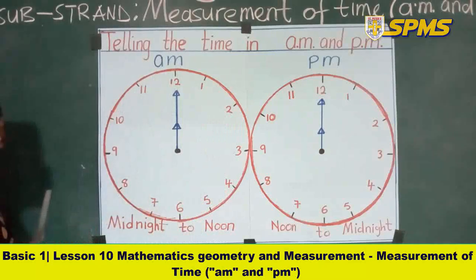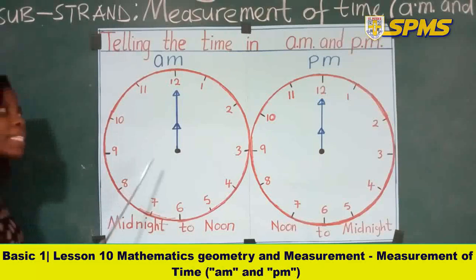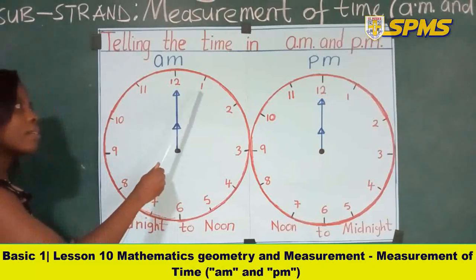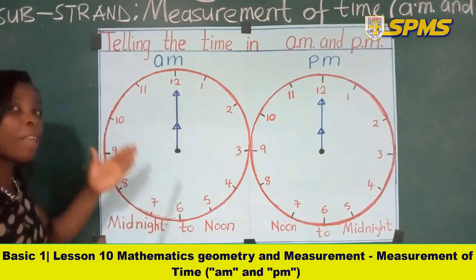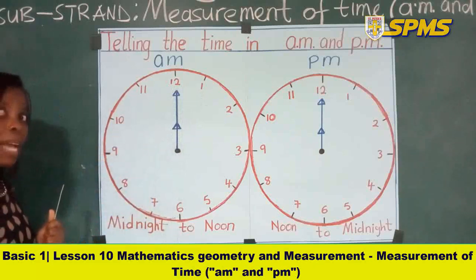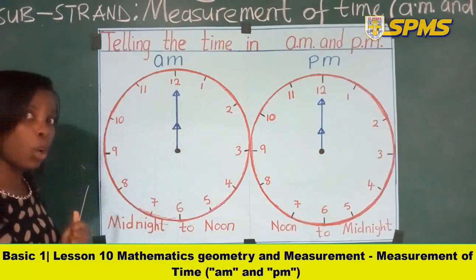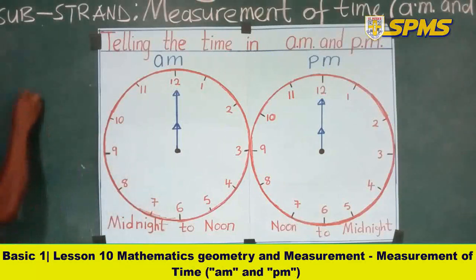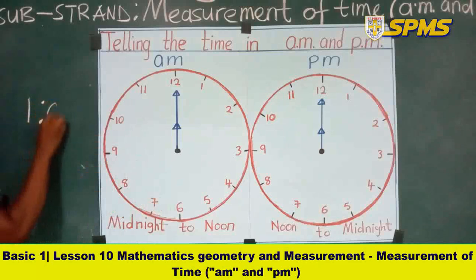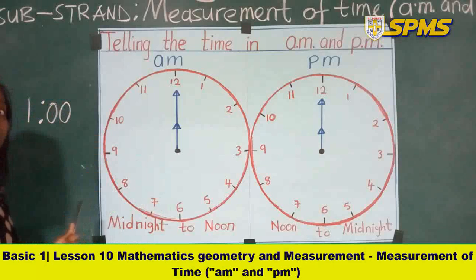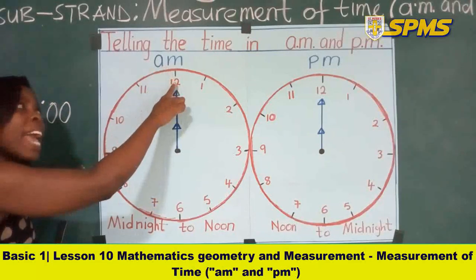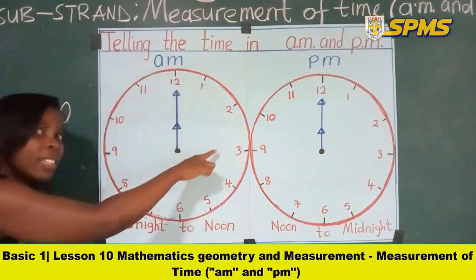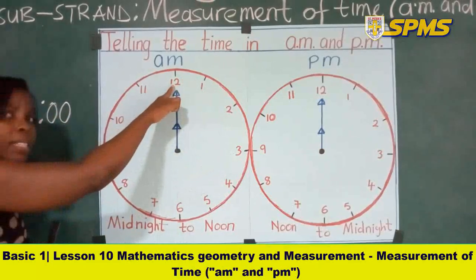So children, when the minute hand points at 12 and the hour hand is now pointing at 1, that is after midnight, the time is going to be 1 o'clock. So we write our 1 o'clock. 1 o'clock what? 1 o'clock AM, because the day is beginning from 12 midnight.